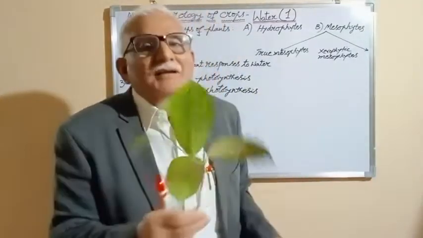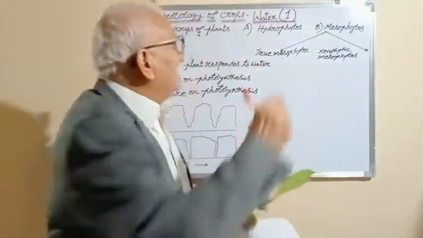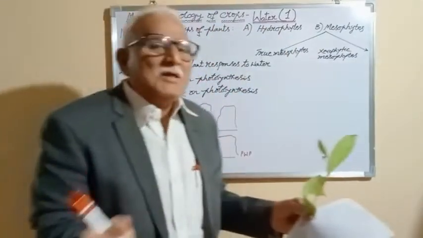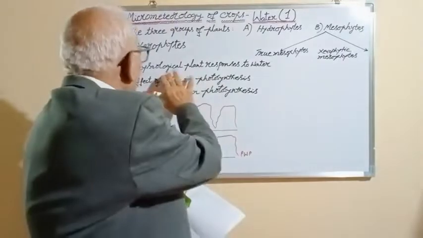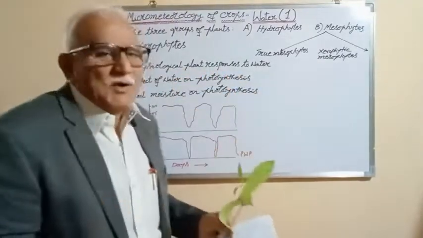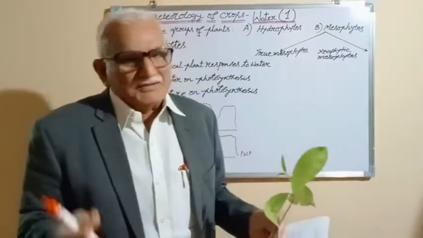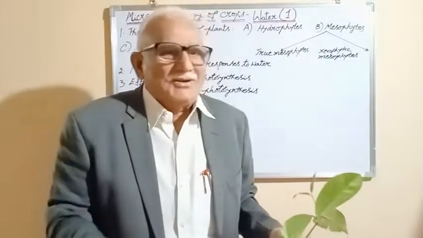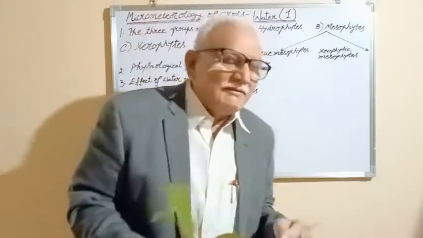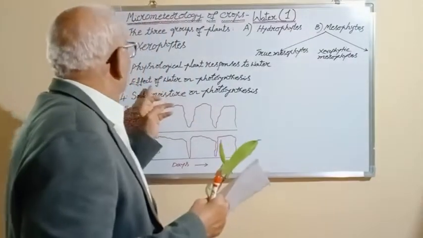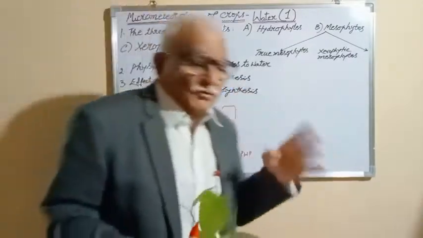So it is needed for transpiration. Water is needed for transpiration with reference to micrometeorology. In addition, there are several physiological plant responses to water: transpiration, photosynthesis. These are all the ways water plays an important role. Now, the very interesting thing which I am going to discuss is the effect of water on photosynthesis.